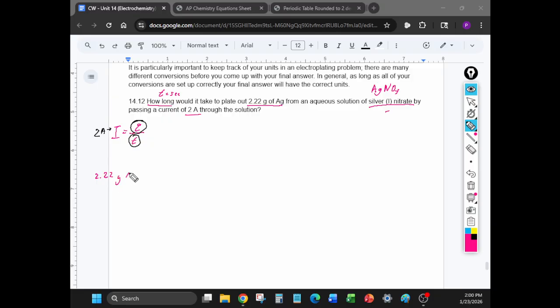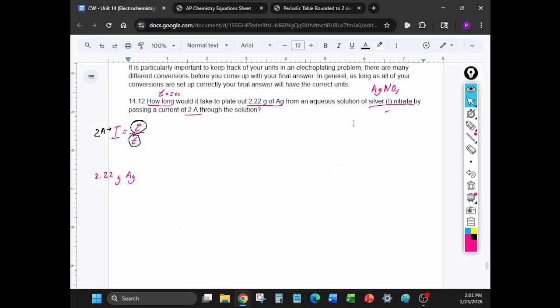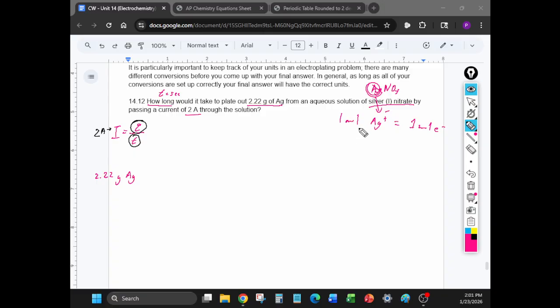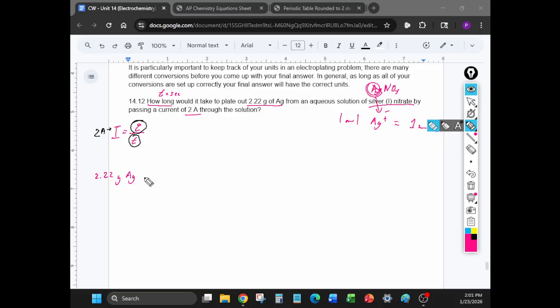So 2.22 grams of Ag, we want to turn into coulombs. If we look earlier at the equation sheet, we can find coulombs using moles of electrons. And we can find moles of electrons by finding how many moles of Ag we have, because we know that Ag here is Ag plus. That's going to be 1 mole of electrons for every 1 mole of Ag. First we have to find molar mass to convert into moles. Ag, on the periodic table, is 107.87 grams of Ag per mole of Ag.